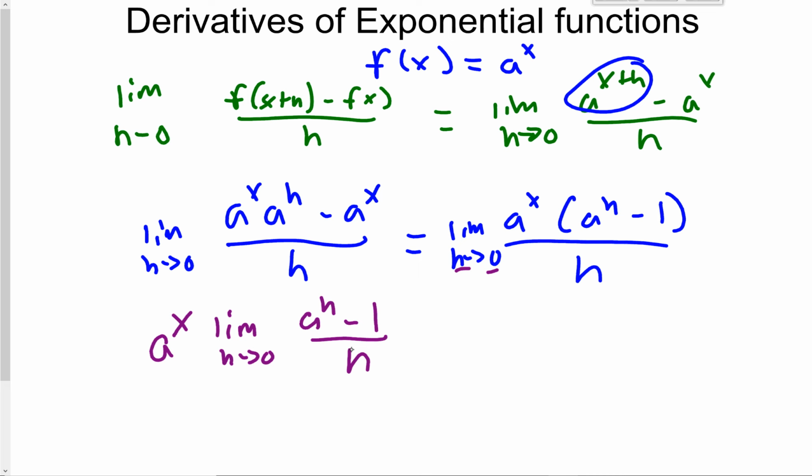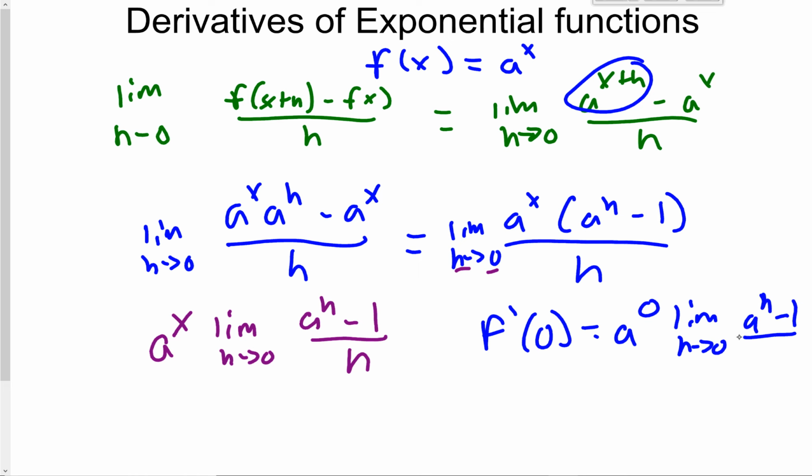And so as we look at this, we want to figure out what f prime of 0 is, so the derivative at 0. When I plug in 0 for my x, that a to the x would be a to the 0, which is just 1. And this would be taking the limit as h goes to 0 of a, and there's no x in here, right? So since there's no x in this part, I just have f prime of 0 equals 1 times the limit. So h goes to 0, a to the h minus 1 all over h, right?